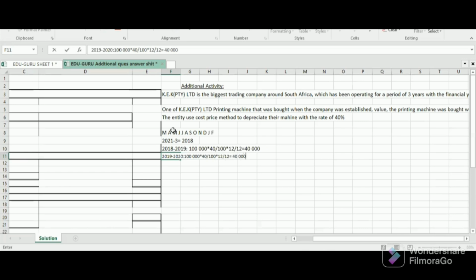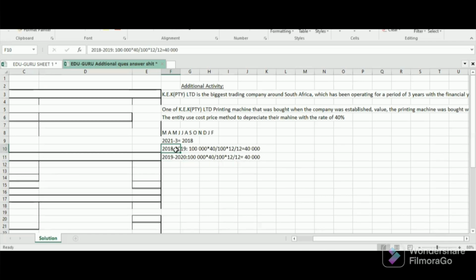Remember, the very same principle: the depreciation of the financial year of 2018 to 2019, which is 40,000, will be the accumulated depreciation at the beginning for the current financial year of 2019 to 2020. Same applies to this accumulated depreciation of 2019 to 2020. Remember, for me to get accumulated depreciation at the end, I have to take my previous accumulated depreciation at the end, which is going to be 40,000, and add it to my current depreciation. It will give me what? It will give me accumulated depreciation at the end for the current financial year.